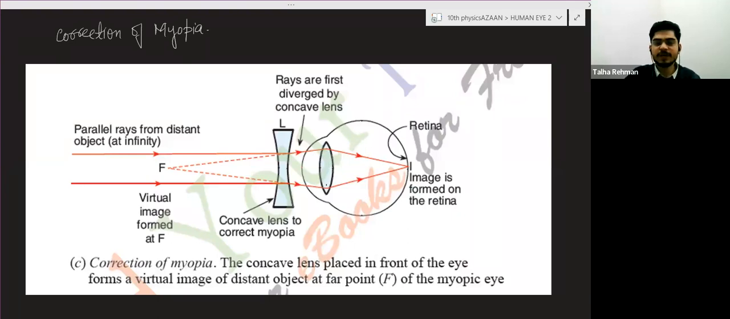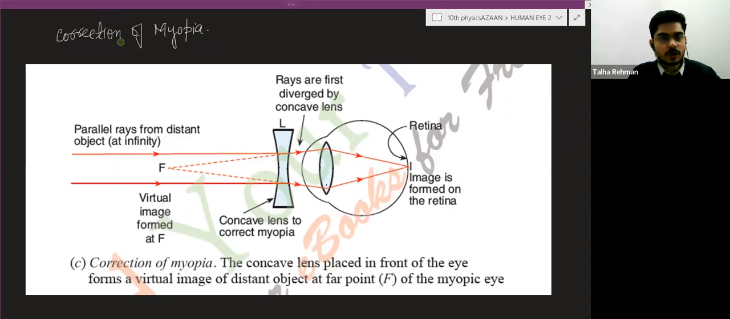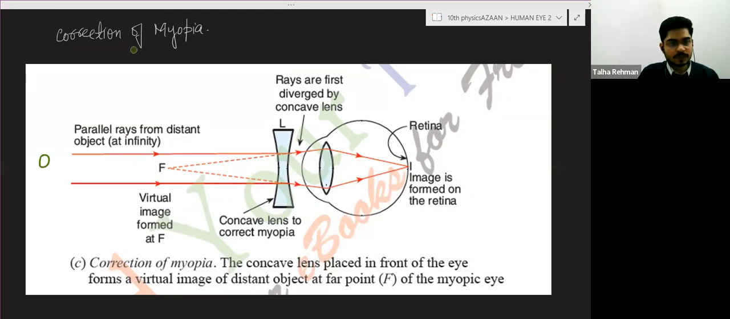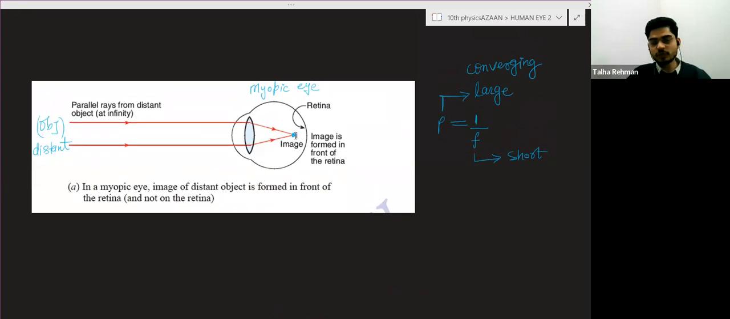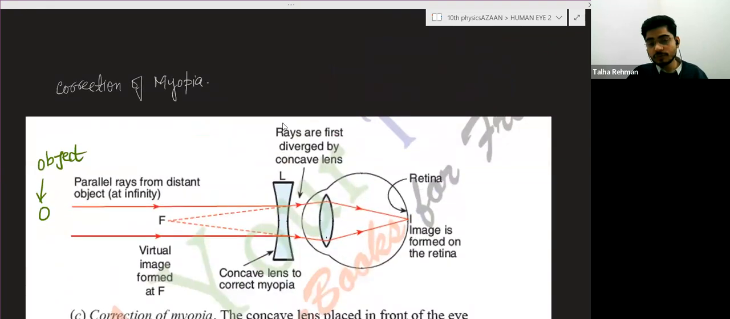So basically, this is the eye. This is the myopic eye, and suppose this eye wants to see the object here. This is the object. So this object is a far object. So from the far object, the light will be parallel. So in the case of the myopic eye, the image is formed in front of the retina.